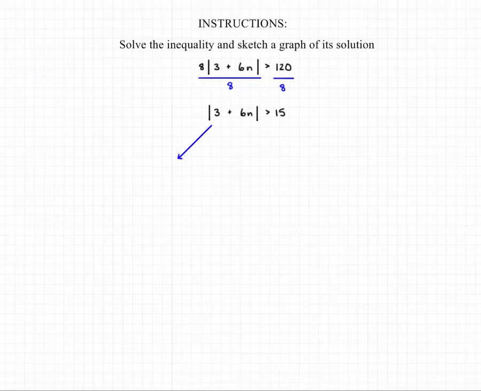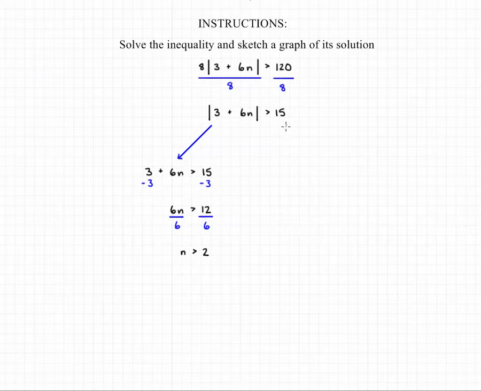The first one is going to look identical to the original inequality but without the absolute value signs. So we have 3 plus 6n is greater than 15. We're going to solve this just like a normal inequality. So we subtract 3 from both sides, which will give us 6n is greater than 12. And now we can divide both sides of the inequality by 6, and that's going to give us our first value, which is n is greater than 2.